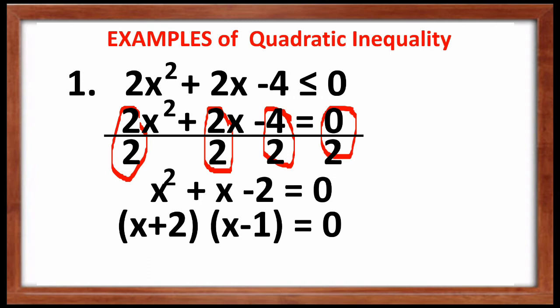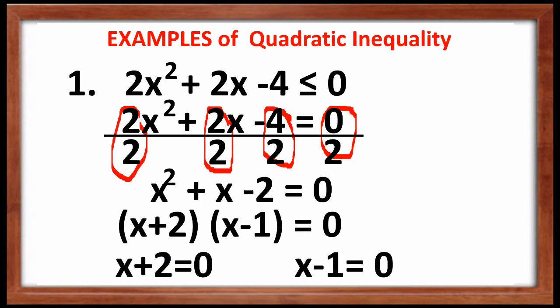Now, we're going to factor because the factoring method is the easiest way for this equation. X squared plus x minus 2 equals 0. The factors are x plus 2 and x minus 1 equals 0. Next step, you are going to equate each to 0. X plus 2 equals 0 and x minus 1 equals 0. Therefore, the first value of x is negative 2 and the second value is positive 1. Therefore, the roots of this quadratic equation are negative 2 and positive 1.